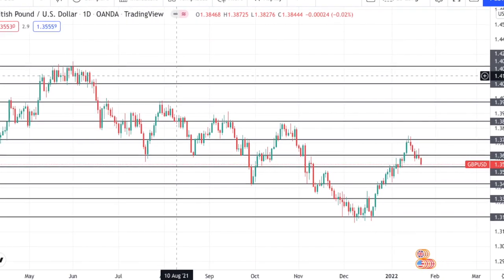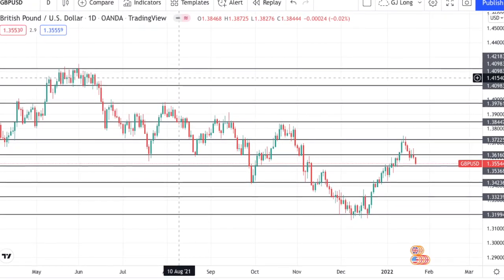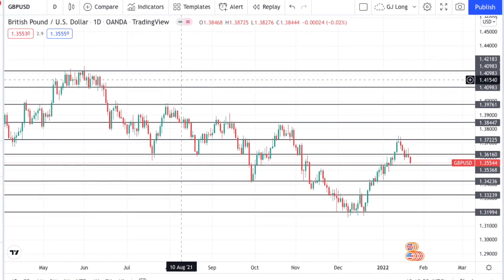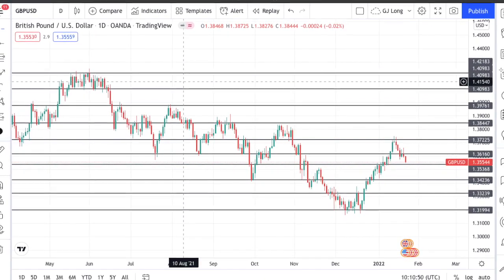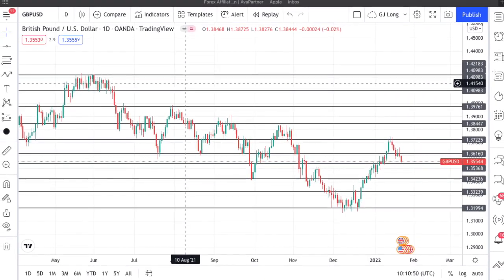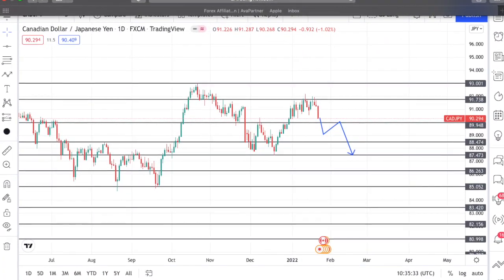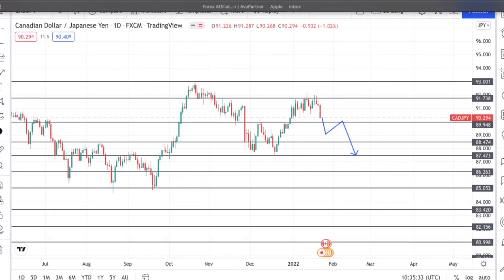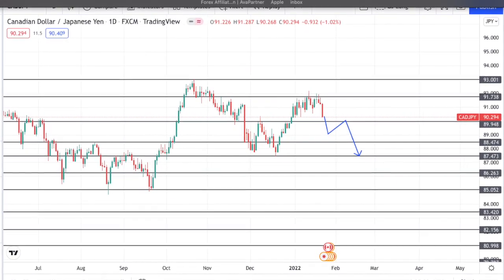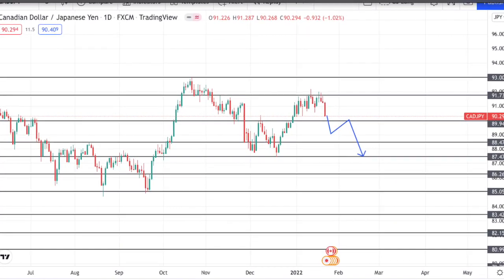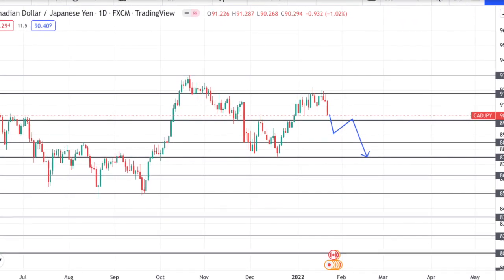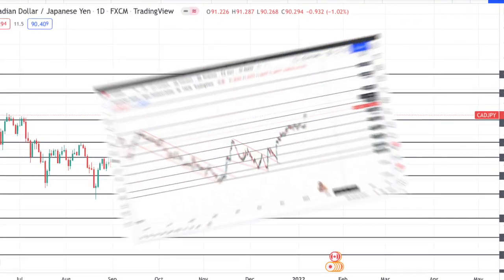Same thing with the GBP USD. As you can see, there's a strong push to the downside. So anticipate that there will be a breakout of the next support level, and then there will be a continuation to the downside. CAD JPY, same thing. Anticipate there will be a break of the next support level, and then it will be retested as the new resistance, and then there will be a continuation.